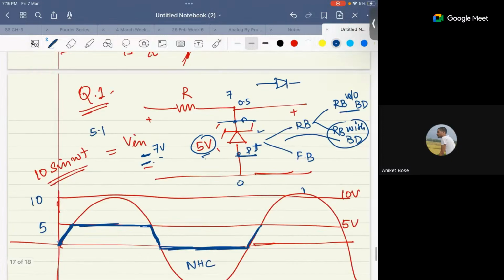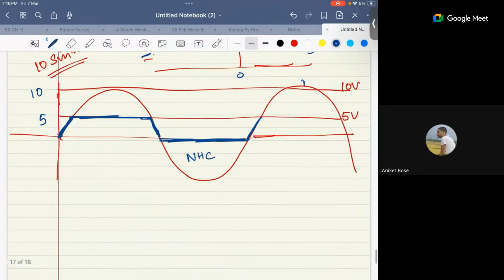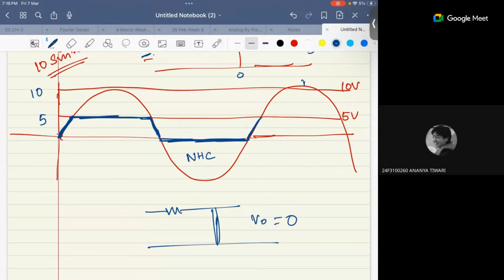Okay, so somebody was asking what will happen in the negative half cycle. In the negative half cycle, this will be forward bias. This is clear, right? So if you just draw the circuit, it will be like this. So V output will be what? V output is 0, correct? It's a short circuit, right? Is it clear to everyone? Yes, clear, sir. Okay.